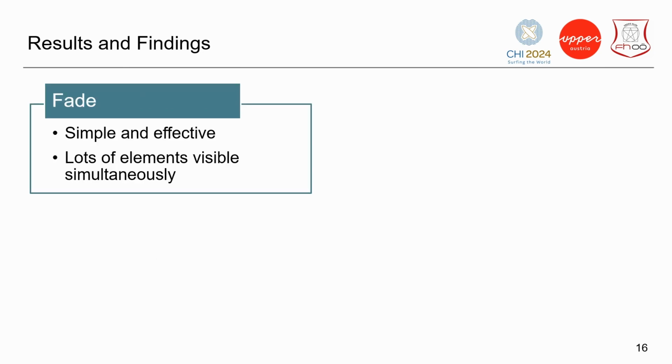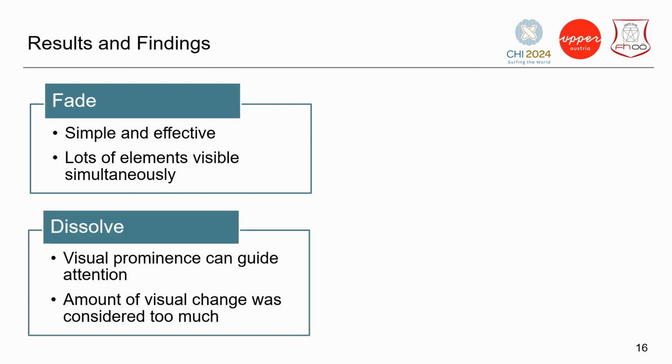Insights from the semi-structured interview revealed that Fade is simple and effective, but boring and sometimes confusing, as there are lots of elements visible simultaneously during the transition. Dissolve is visually prominent, and participants mentioned that it can guide the user's attention and make the transition clearly notable. But the amount of visual change in the participants' field of view was considered too overwhelming.